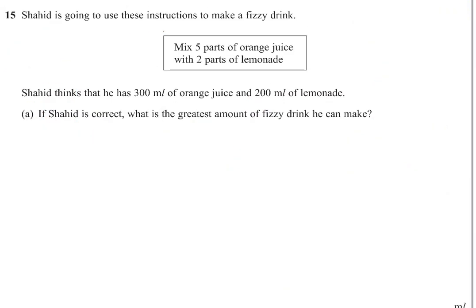Right, so Shahid is going to use these instructions to make a fizzy drink. So 5 parts orange juice with 2 parts of lemonade. Okay, so let's look at how much orange juice we have.